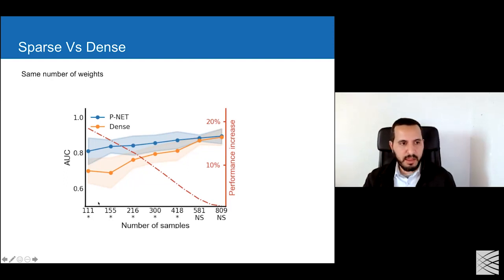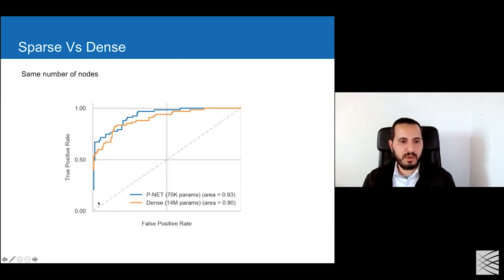If you are comparing the PNET, however, to a dense network with the same number of nodes, here things are even trickier. PNET has so many nodes, but we have a very sparse network. We have only 70,000 parameters. For a dense network with the same number of nodes, you would end up with, I'm not sure, something like 500 million parameters. So this is not a practical thing.